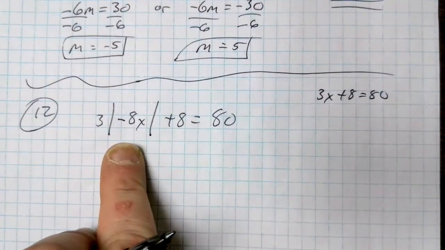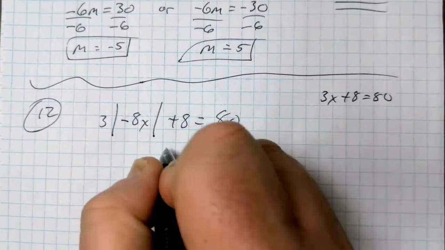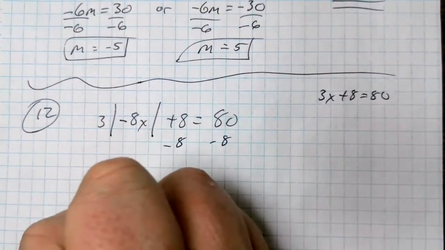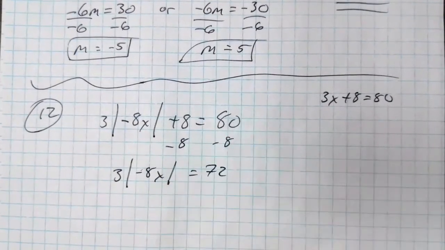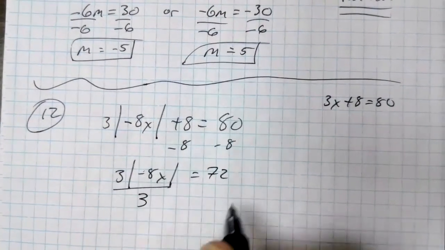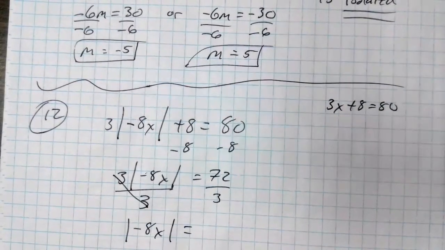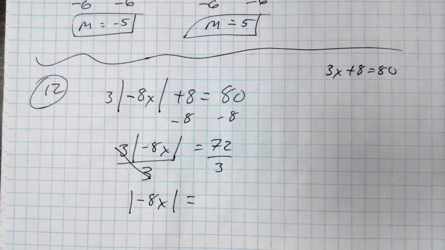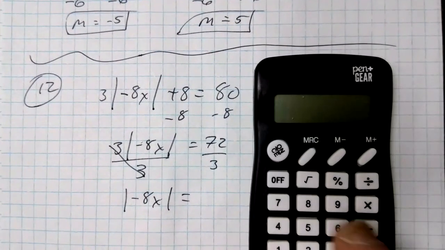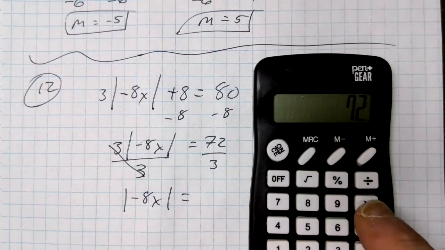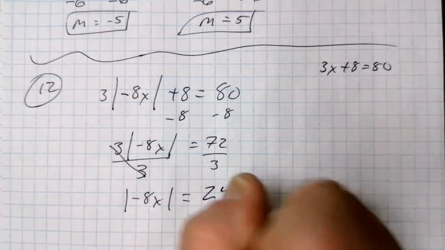So now I get the absolute value by itself first, right? So I want to get the absolute value isolated. So here, I'm going to subtract 8 from both sides, and I get 3 times the absolute value of negative 8x equals, and 80 minus 8 is 72. And then I take that, divide it by 3, divided by 3, gone. So the absolute value of negative 8x equals, shoot, I don't know what that is. I'm not very good looking. I don't know these things. So 72 divided by 3, 24, guys. Everybody knows that.